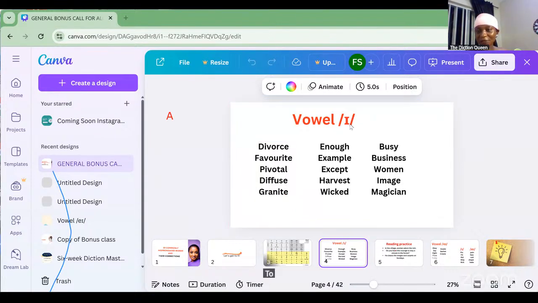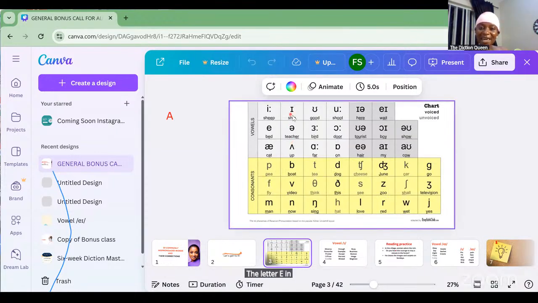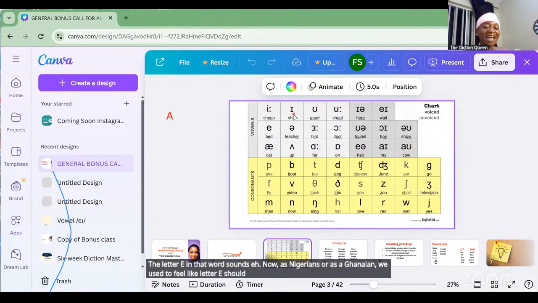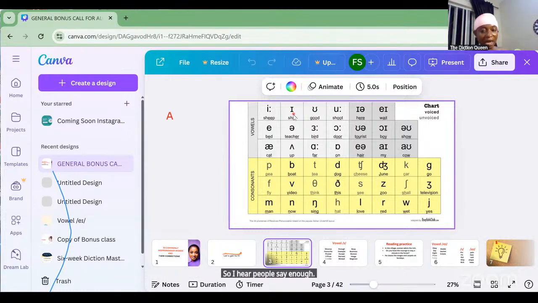Still on the A sound, I have the word enough, not enough. Enough. Now look at the word enough. There are two vowels here that I want us to pay attention to. The letter E in that word sounds A. Now, as Nigerians or as a Ghanaian, we used to feel like letter E should always sound E, as in egg. So I hear people say enough. No. Sometimes letter E sounds A, enough.